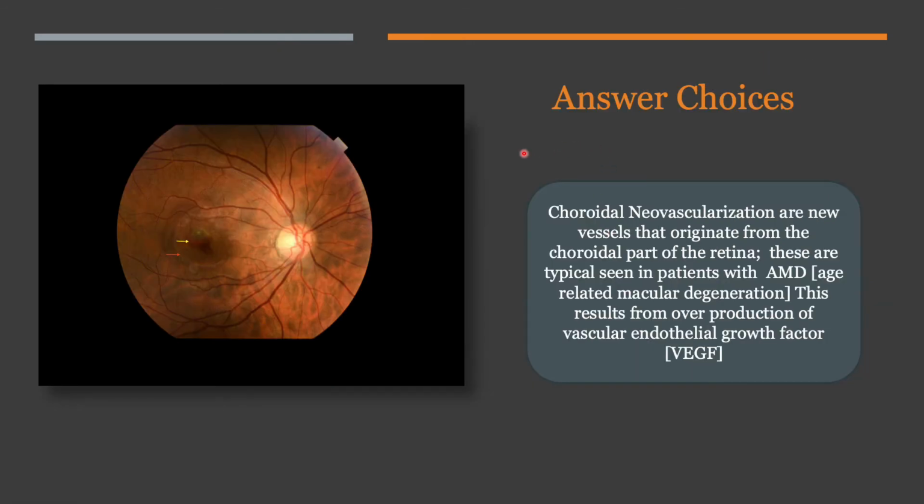The last answer choice is choroidal neovascularization. Choroidal neovascularization are new vessels that originate from the choroidal part of the retina. These are typically seen in patients with AMD, age-related macular degeneration. This results from overproduction of vascular endothelial growth factor.